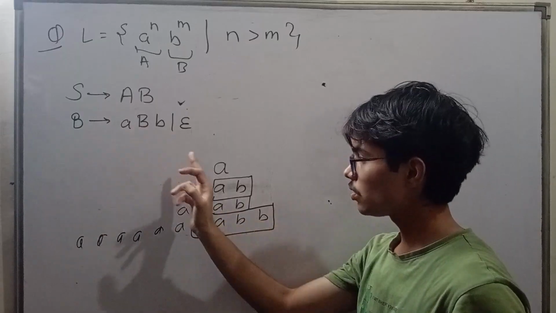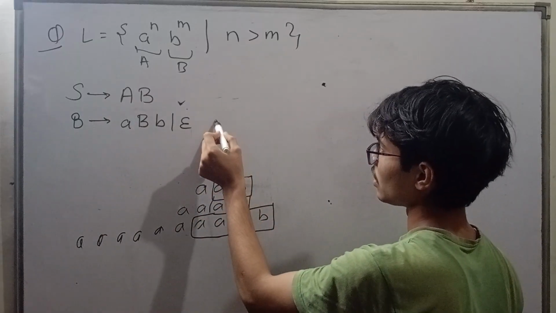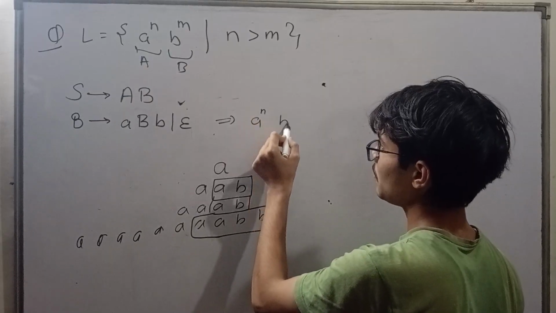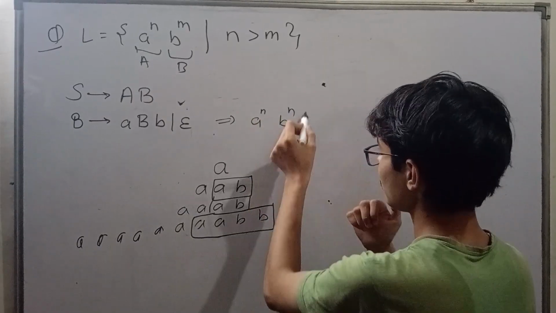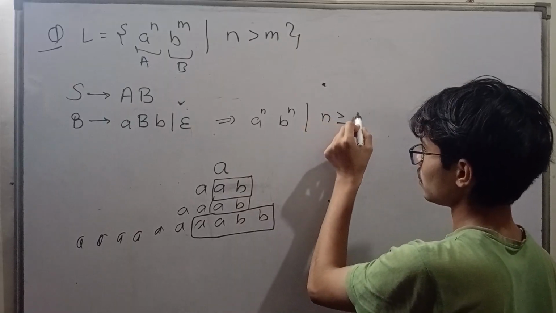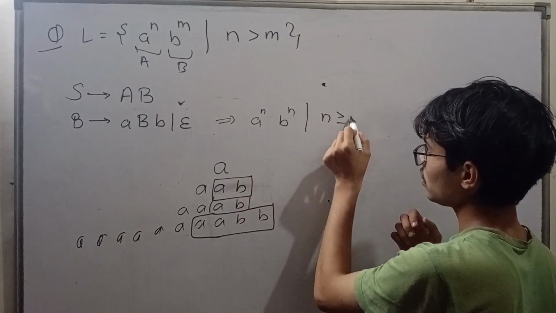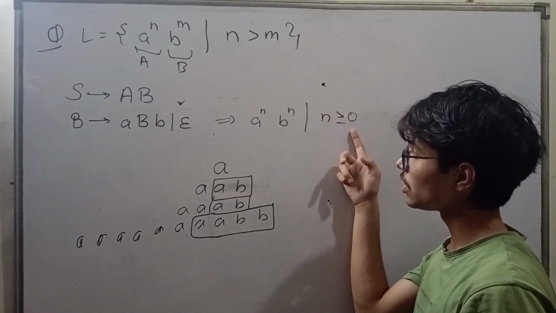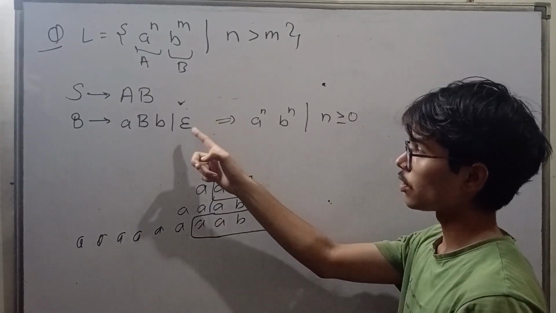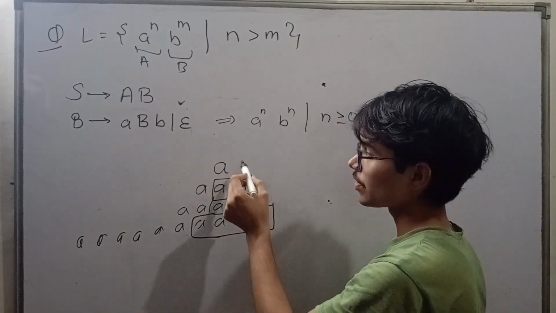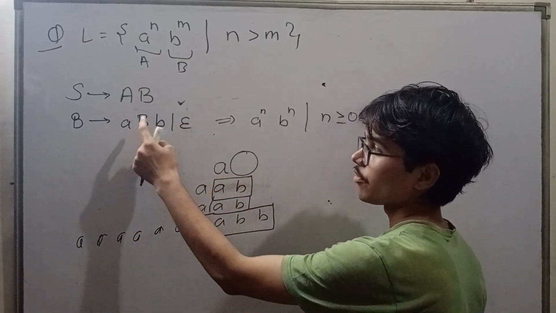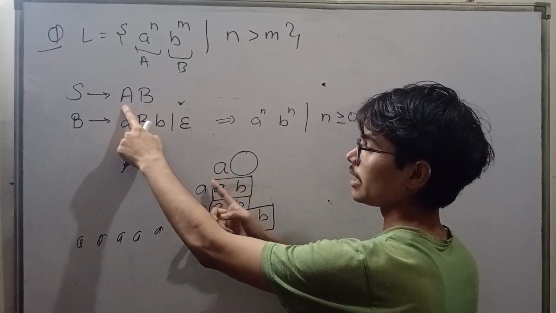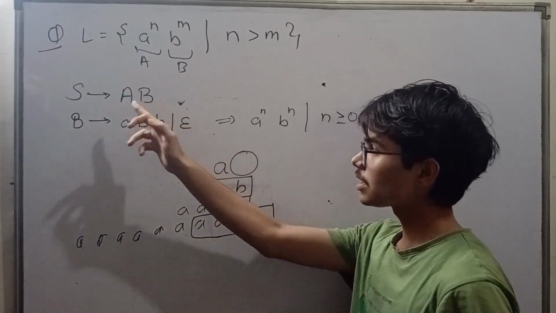So what is the language of this? The language of this is A power n, B power n, where n is greater than or equal to 0. Yes, 0 also. So why do I put 0 here? Because epsilon can also be created, because I have to create this also. We can write epsilon also here.